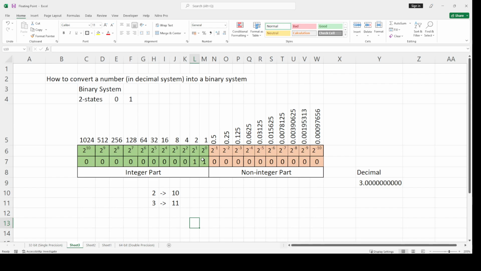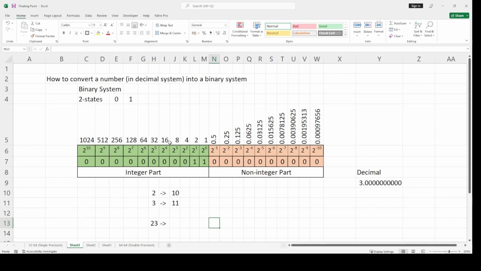Or for example, this one, I turned it on, and that is why this 2 and 1 are equivalent to 3 decimal places. So let's think again. What number do you want? 23. So I want the number 23 to be converted into binary.